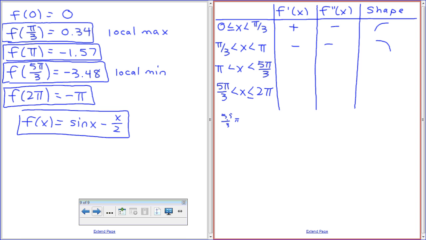Do you need to write x less than 0? No, because in this case our domain is just 0 to 2 pi, so we don't need to. But for a regular graph, you would need to do that.